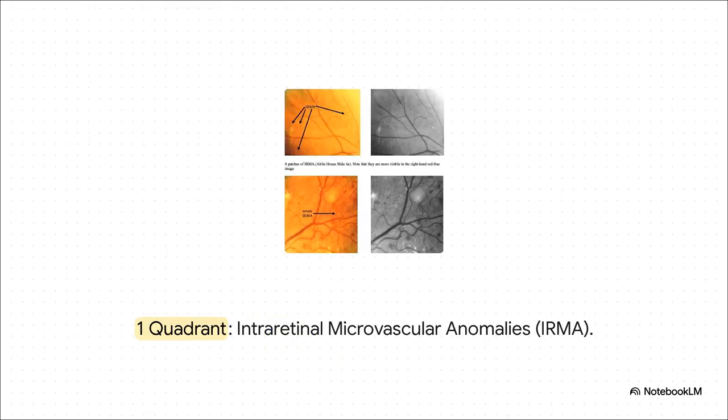Finally, the 1, intraretinal microvascular anomalies, or IRMA. Now here is a major board trap to watch out for. Look at these tortuous, squiggly vascular loops. They look a whole lot like neovascularization, but let's go back to the rule we established earlier. The I stands for intraretinal. These aberrant vessels have not broken through the internal limiting membrane. Because they respect the ILM, this is still non-proliferative disease.